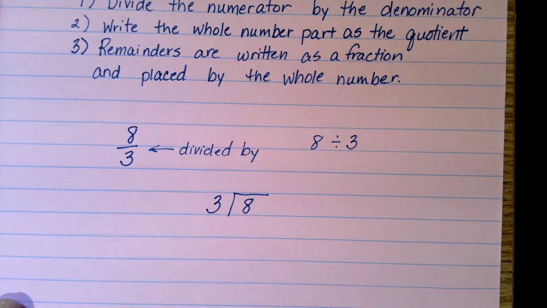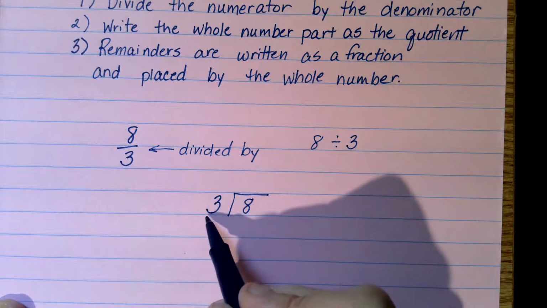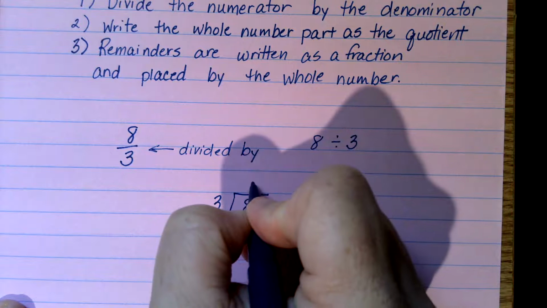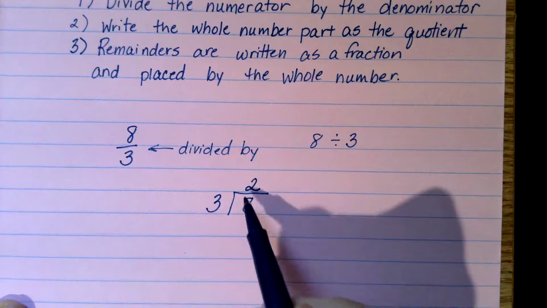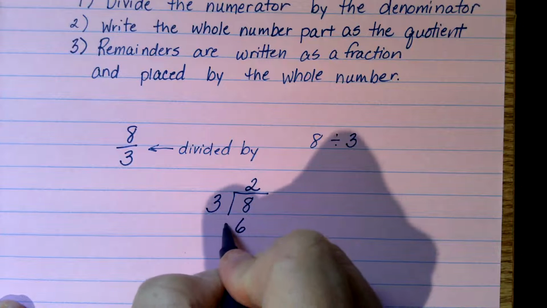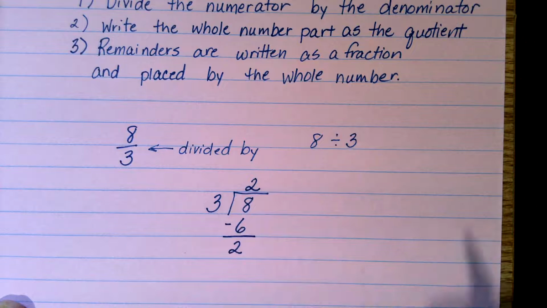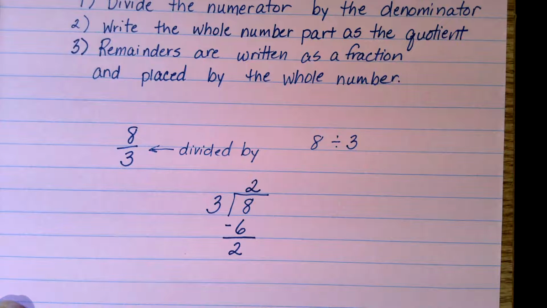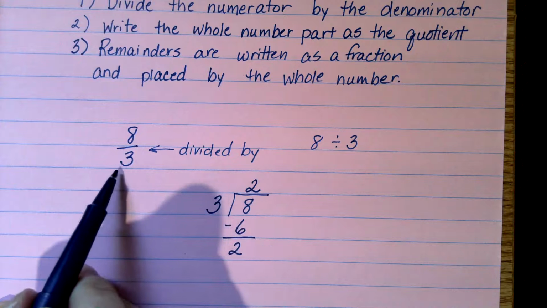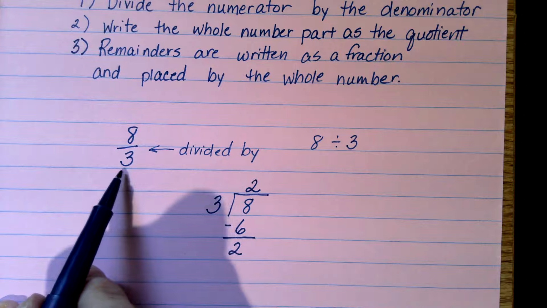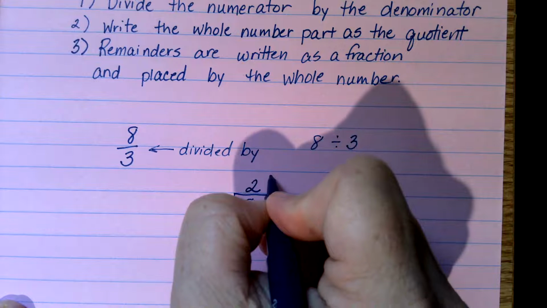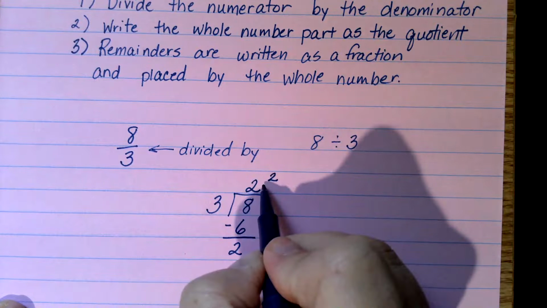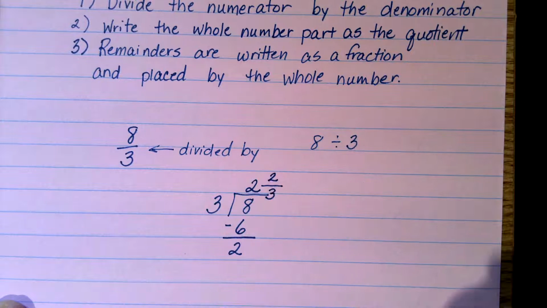So once we divide 8 by 3, we have to use our steps. We go in and we say, okay, I know that 3 times 2 is 6, and that's as close as I can get to 8 without going over. So I'm going to subtract 6, and that leaves me with 2 left over. Now remember that my denominator is 3, which also became my divisor. So I'm going to put 2, which is the remainder, over 3, which is my denominator.